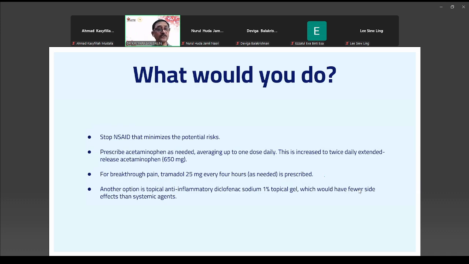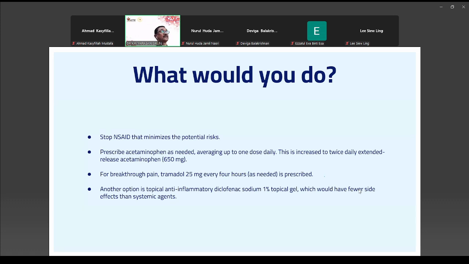So what would you do? You will stop and minimize the potential risk. You will prescribe acetaminophen, starting with 1 dose daily. Okay, you can increase it to twice daily. And if there's breakthrough pain, you just give low-dose tramadol. Okay, that's an opioid. Then the next option is we just give a patch or gel. Okay, an anti-inflammatory topical gel or a patch. That will help in osteoarthritis.